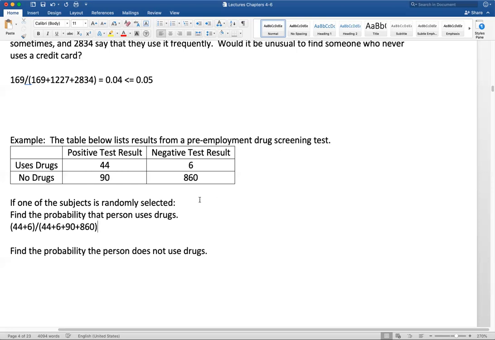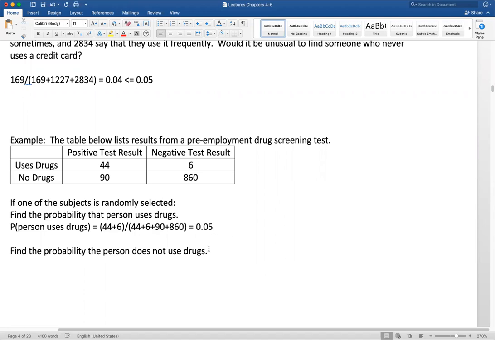Then find the probability the person does not use drugs. Think about this: in the total number of persons, some of them use drugs. Let me calculate the probability that a person uses drugs. I got 0.05, so it's significantly low.